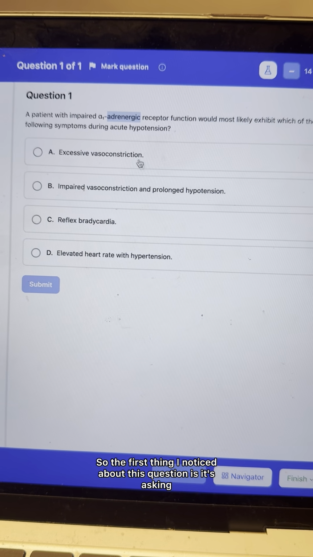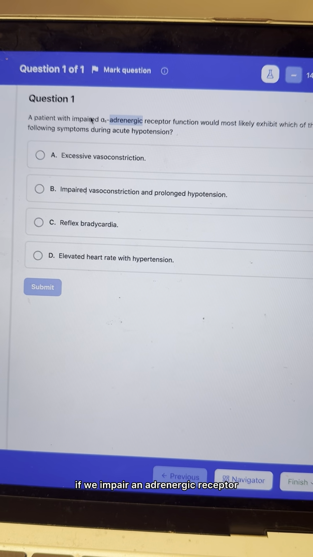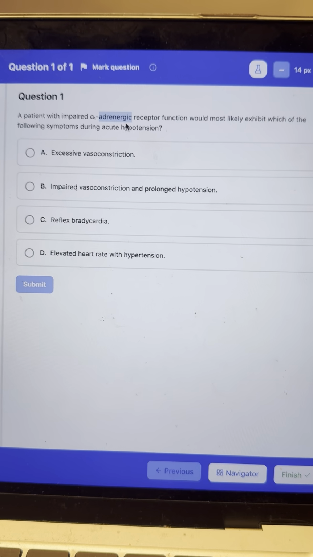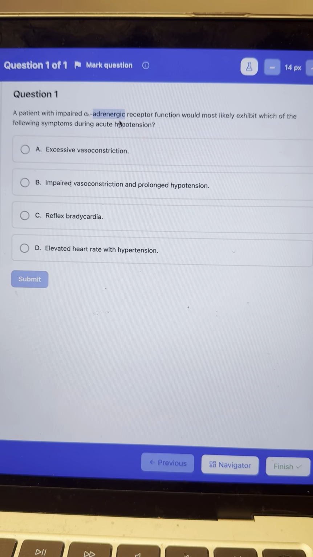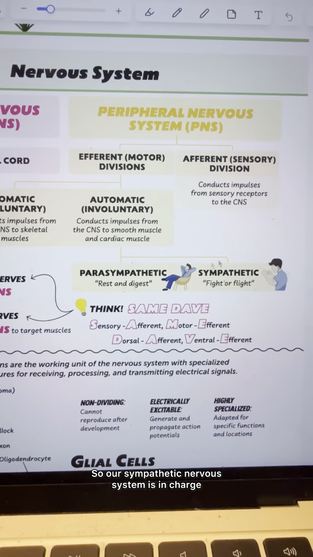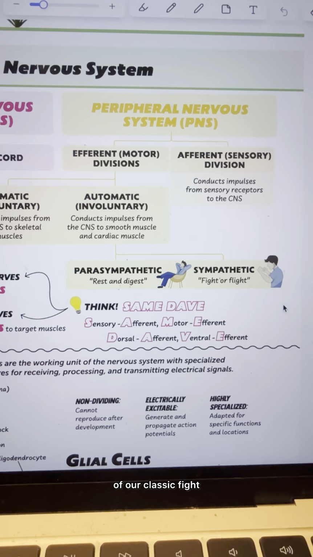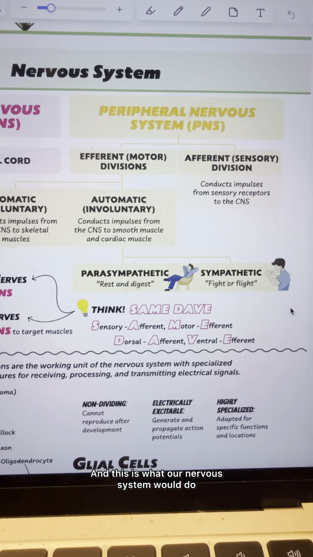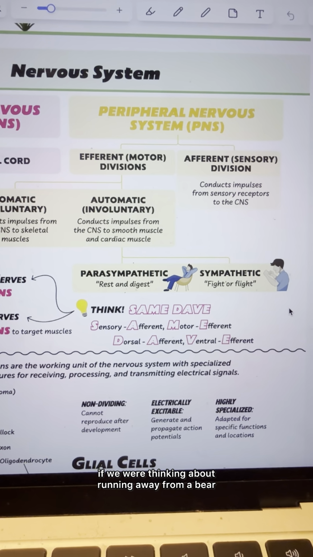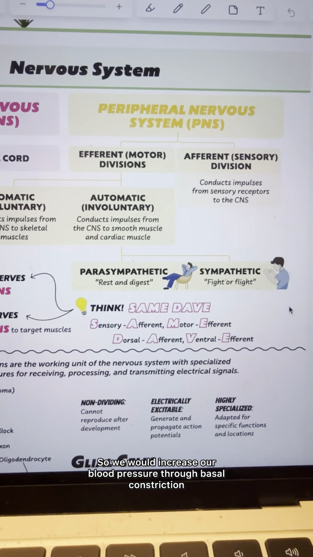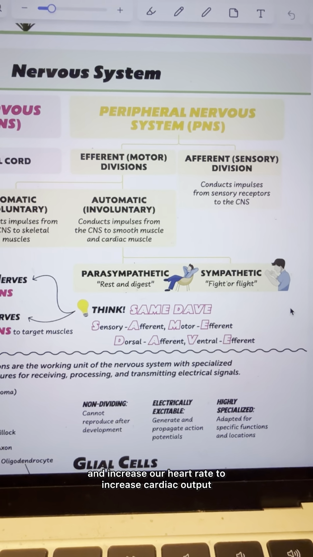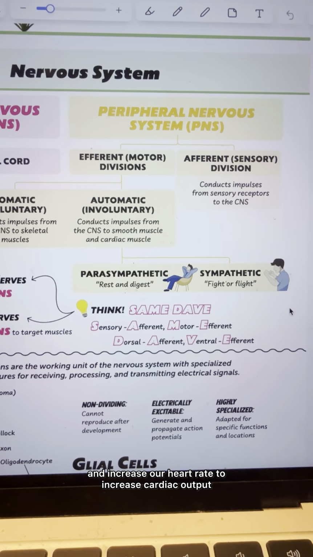So the first thing I noticed about this question is it's asking what would happen if we impair an adrenergic receptor. And adrenergic receptors are part of our sympathetic nervous system. So our sympathetic nervous system is in charge of our classic fight or flight response, and this is what our nervous system would do if we were thinking about running away from a bear. So we would increase our blood pressure through vasoconstriction and increase our heart rate to increase cardiac output.